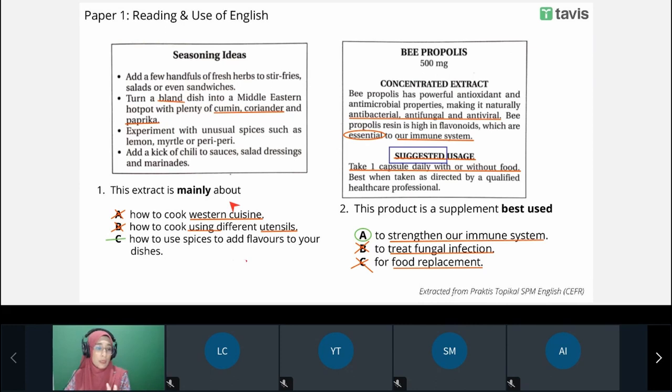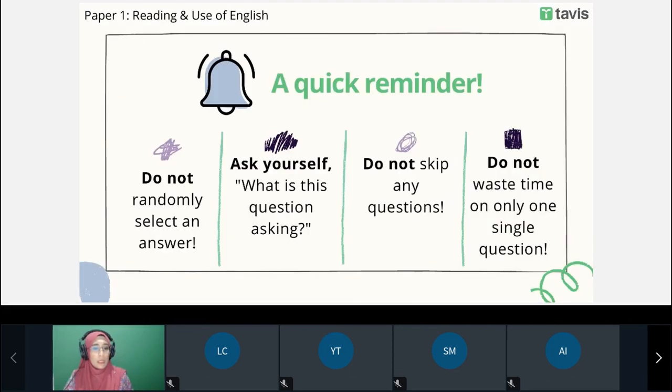Specifically, what is it about? All right, so you have to find it out. What is it asking you? Then please do not try to skip any questions. Like I mentioned before, there are only 8 questions, guys, 8 questions on part 1. Please do not skip any, because 8 marks is considered a lot for you. So please try not to skip any questions if possible.